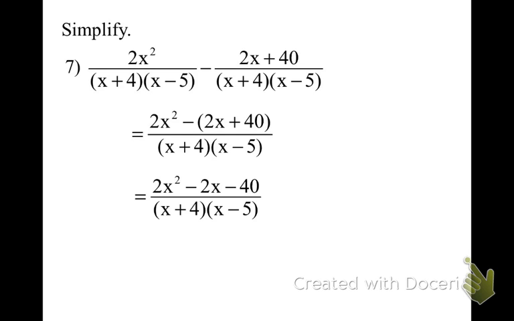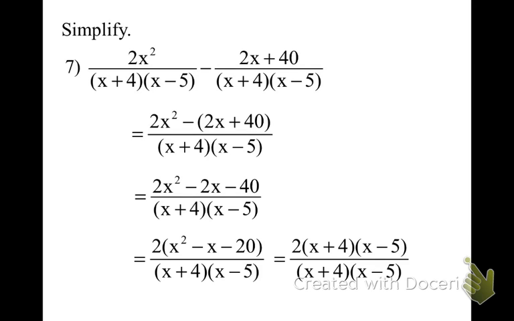Now what? Yes, GCF the 2. Then we find we can factor x squared minus x minus 20, which is x minus 5 times x plus 4, and then I can cross cancel. And we are left with 2. All right, so tonight you are adding and subtracting fractions with like denominators.